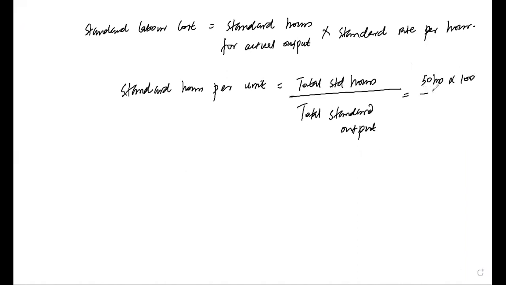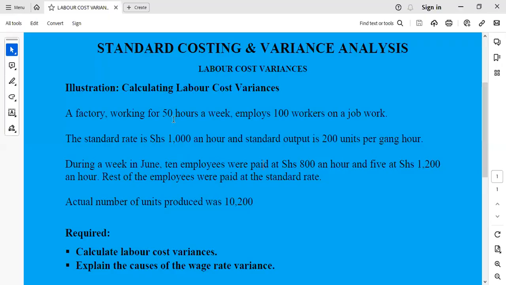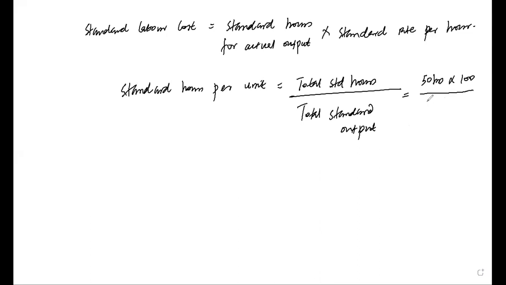Then the standard output. We know very well that in a week, we have 50 hours, but the standard output is 200 units per gang hour. So we have to get 200 units per gang hour times the 50 hours we have in a week to get our standard output. So this is getting 50 times 200.